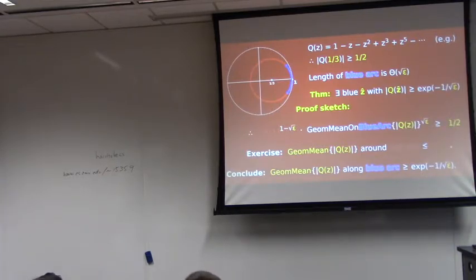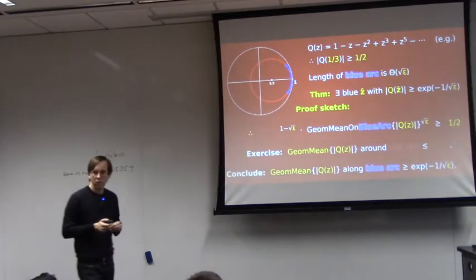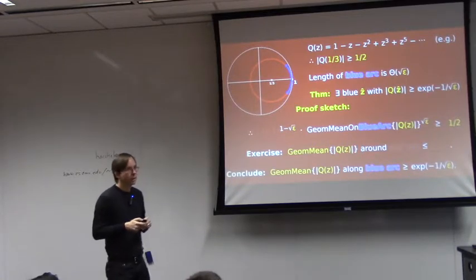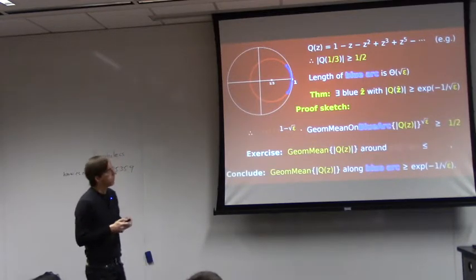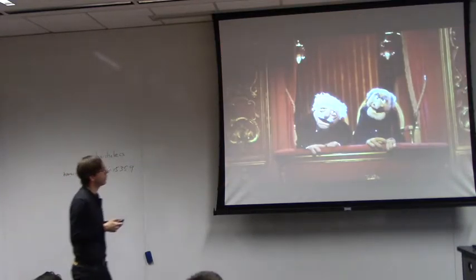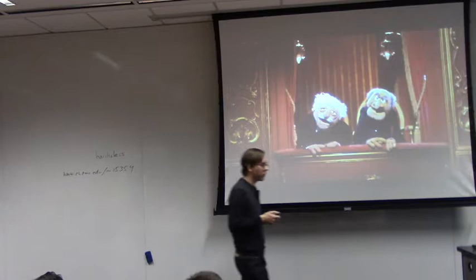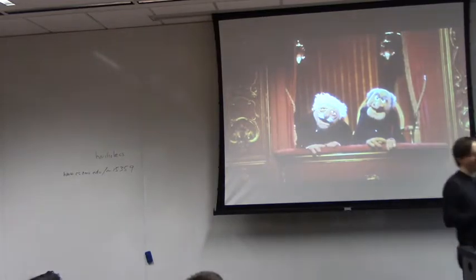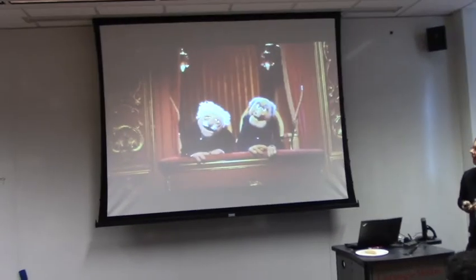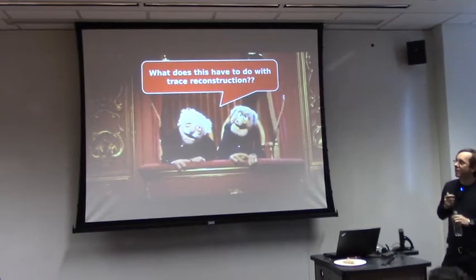Okay, so that's it. That's all the complex numbers, I think. Any questions? Okay, so right. So now you might be a little annoyed and ask, what does this have to do with trace reconstruction? Like, why do we take this long digression to complex circles and whatnot? Okay, well, I can tell you it's not too hard.